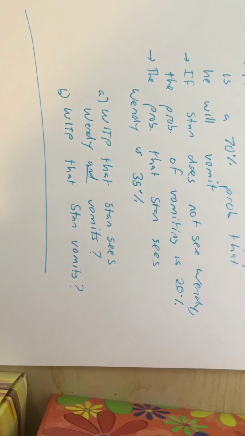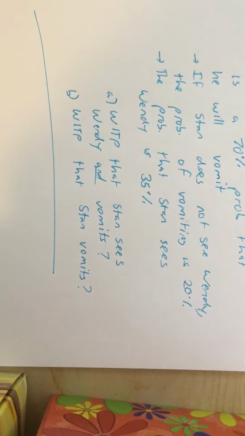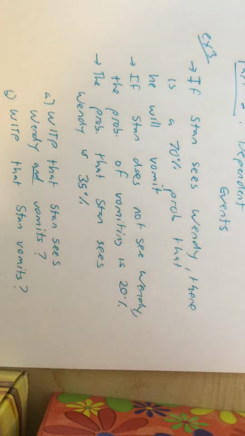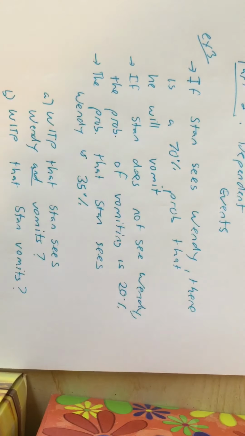So these are not independent events. These events are dependent. So whether or not Stan vomits depends on whether or not he sees Wendy. If he sees Wendy, there's a higher chance that he's going to vomit. If he does not see Wendy, there's a substantially lower chance that he's going to vomit.